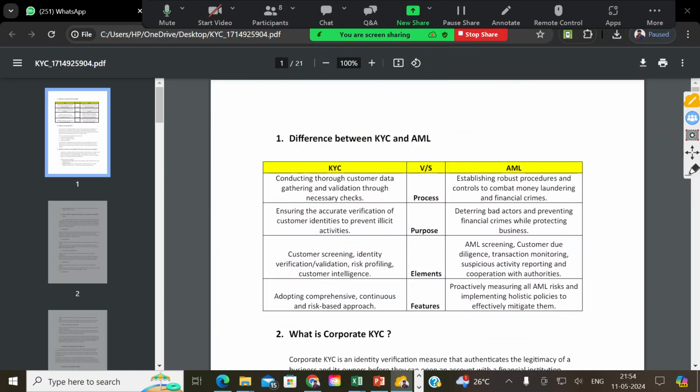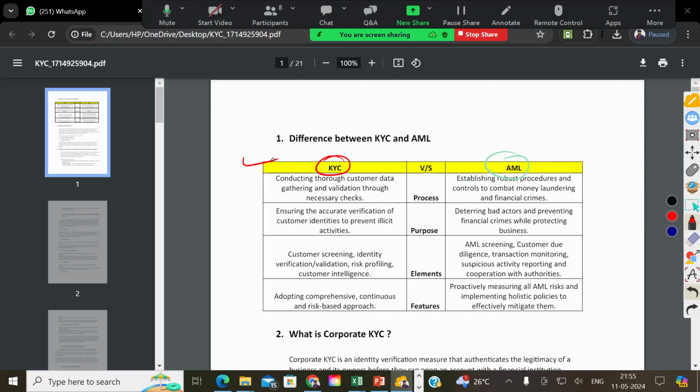So we have two different aspects. One is KYC and another one is AML. AML, the anti-money laundering part, we'll discuss tomorrow, not today, but we'll discuss KYC now. KYC means know your customer. How do we conduct the process? KYC means we gather the customer's necessary data, and we perform validation checks. All right. So we collect the data from the customer only, and then we perform checks.